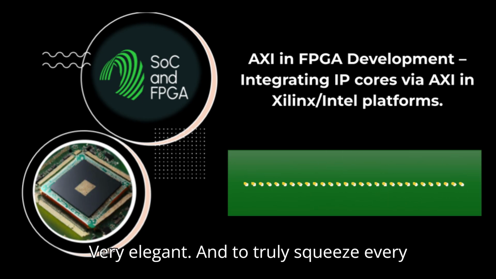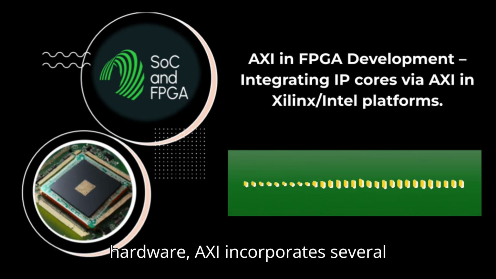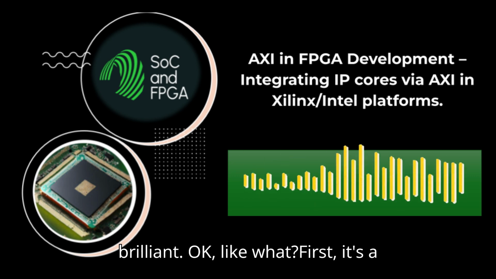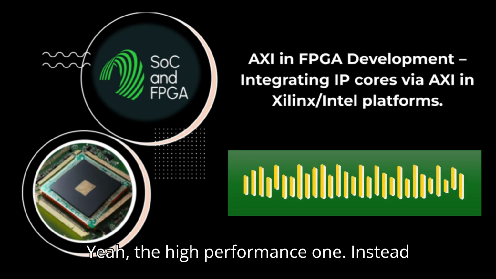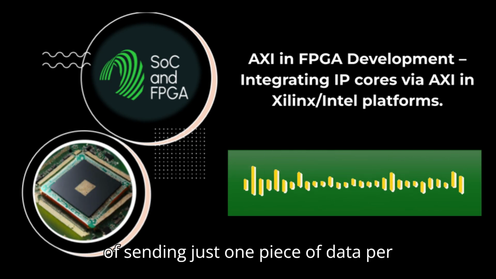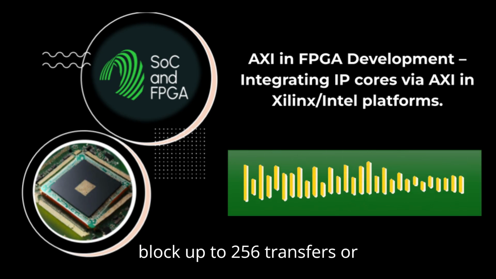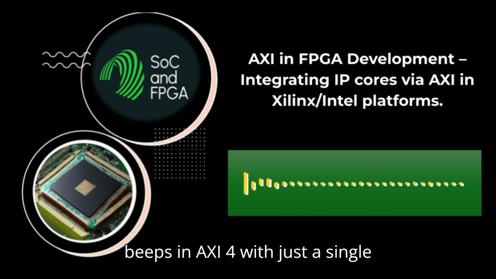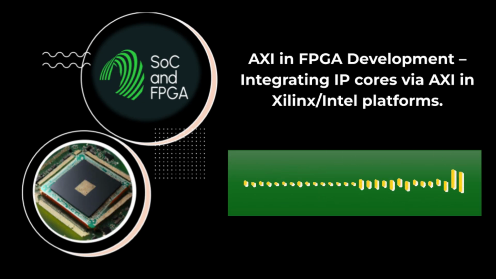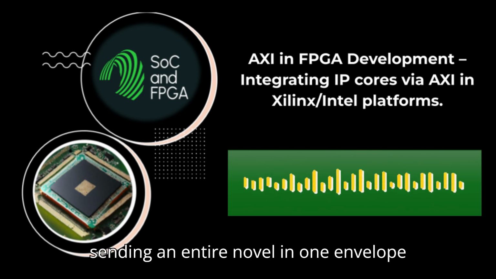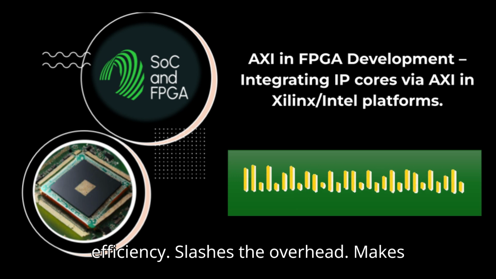Very elegant. And to truly squeeze every last drop of performance out of modern hardware, AXI incorporates several advanced features that are, well, simply brilliant. Okay, like what? First, it's a burst-based protocol. Remember AXI4? Yeah, the high-performance one. Instead of sending just one piece of data per address, a master can transfer a massive block, up to 256 transfers, or beats, in AXI4 with just a single address phase. Wow. 256 chunks of data for one address request. Right. It's like sending an entire novel in one envelope instead of mailing each word separately. Drastically improves bandwidth efficiency, slashes the overhead.